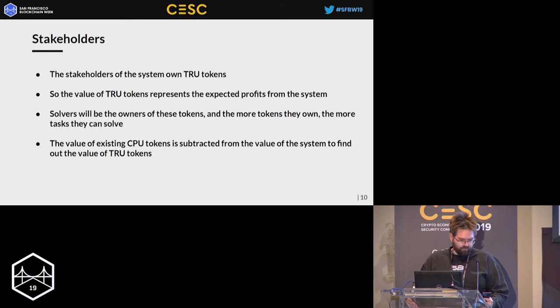And to get the actual value of the true tokens, you have to subtract the value of the system, or subtract the value of the CPU tokens from the system. So the CPU tokens are kind of like, they have already been sold.